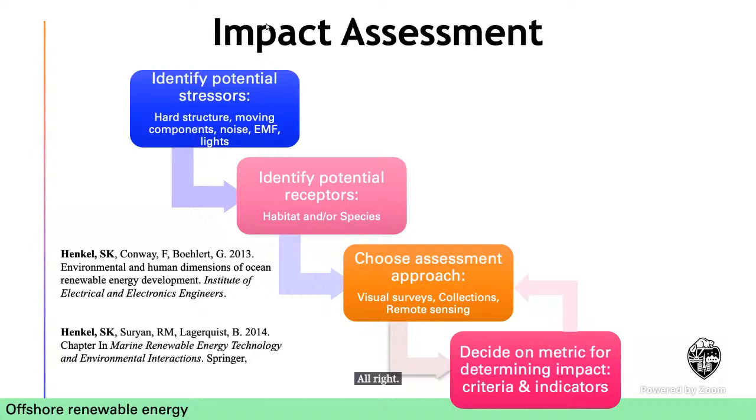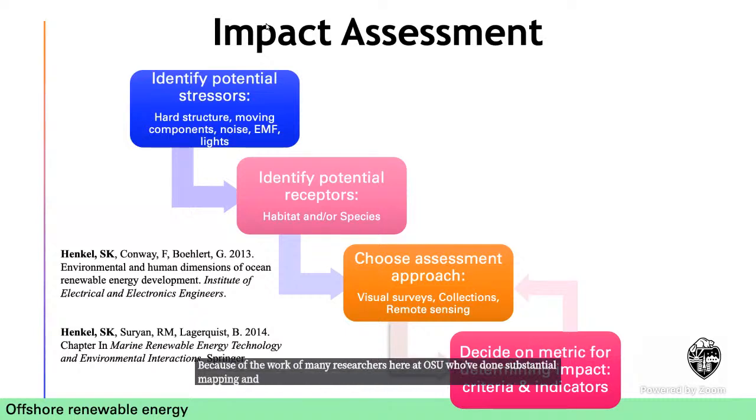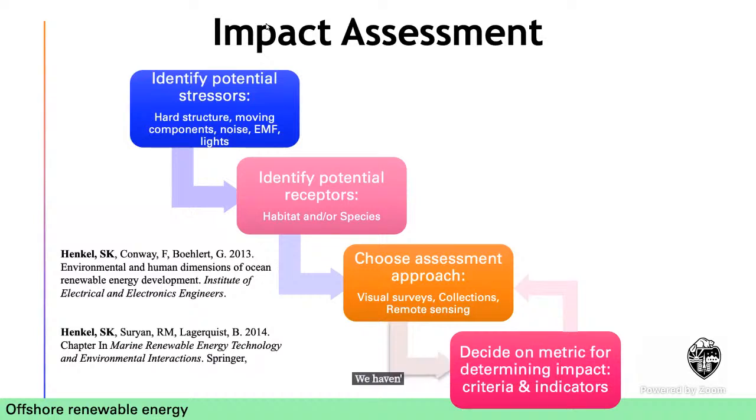So on the continental shelf off Oregon, we don't actually know a lot about what might be important habitat features or indicator species. Because while we have a lot of great mapping of our shelf, because of the work of many researchers here at OSU who've done substantial mapping and geotechnical surveys of the shelf and the slope over the years, we haven't done a lot of ecological work. There's not a body of literature about the ecology of the sedimentary shelf of the Pacific Northwest.